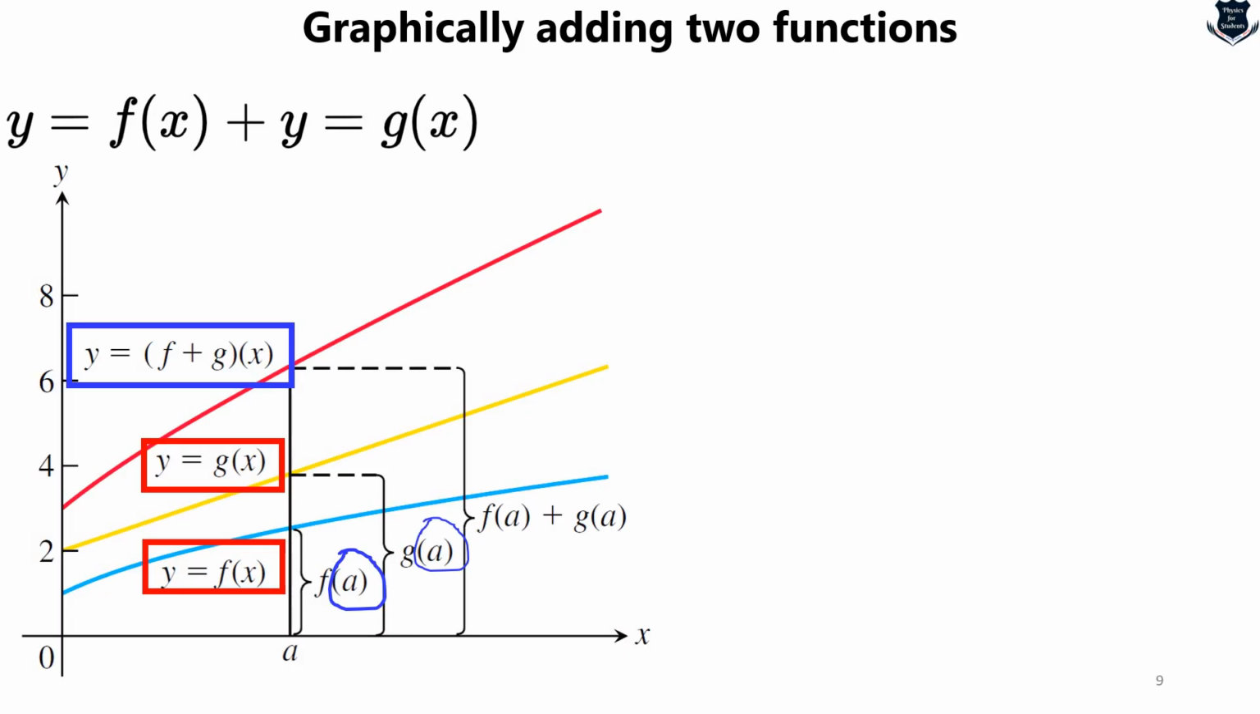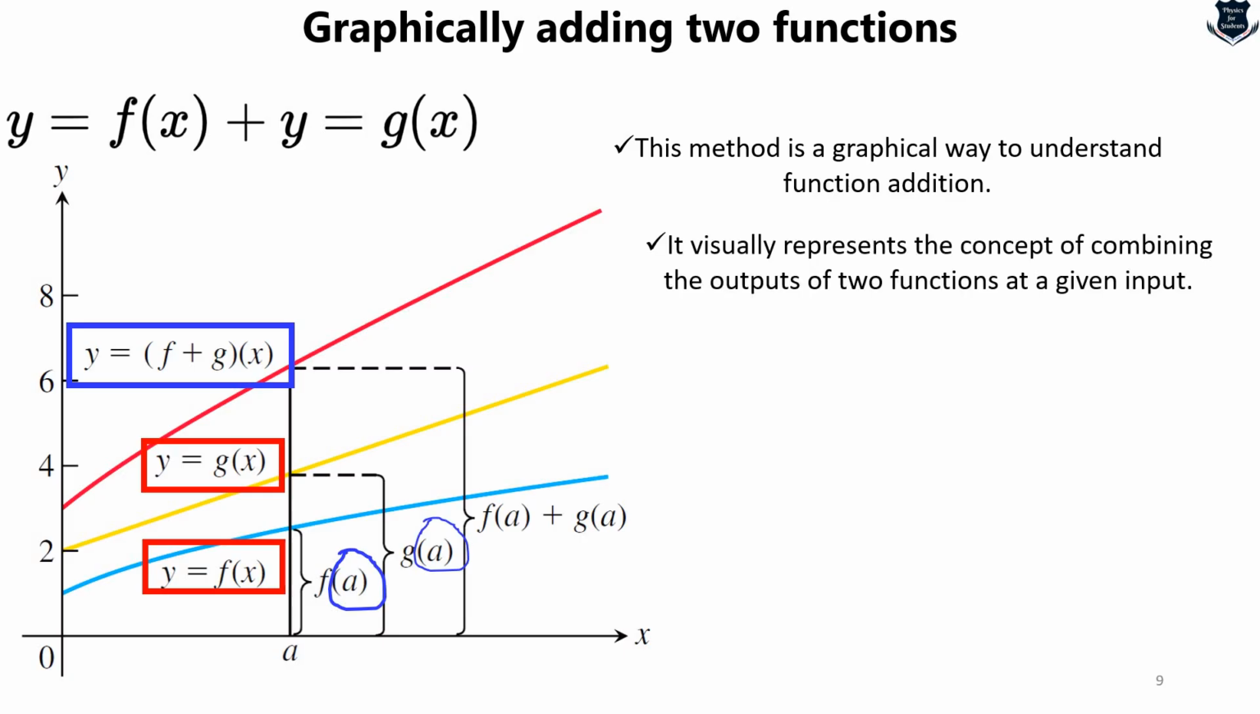This is visually represented by the vertical line segment from A to the point on the curve f plus g of x, which is this one. So all in all, what we can say is that this is a graphical method to understand how functions are added, and it visually represents the concept of combining the outputs of two functions at a given input.